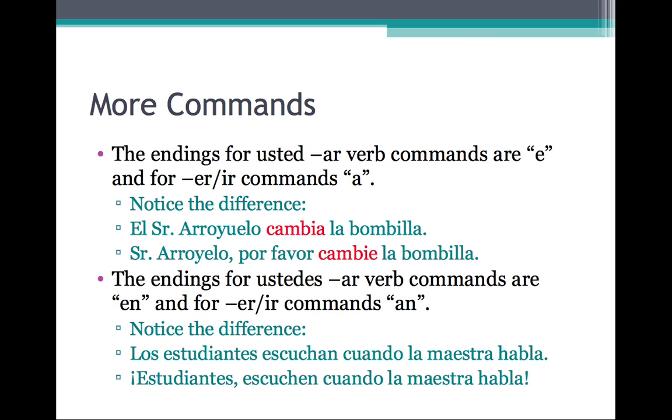Okay, here are some examples. Los estudiantes escuchan cuando la maestra habla. And then I have estudiantes, escuchen cuando la maestra habla. What's the difference between the two? Okay, we have escuchan and escuchen. So what is the first one saying? The students are listening when the teacher talks. And what does the other one say? See, it's got emphasis: students, comma, listen when the teacher talks.